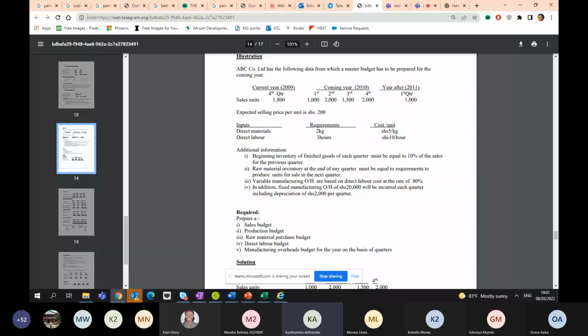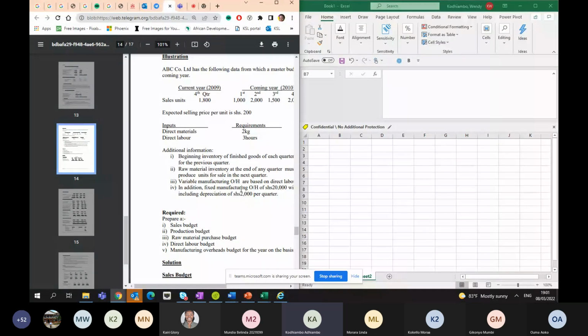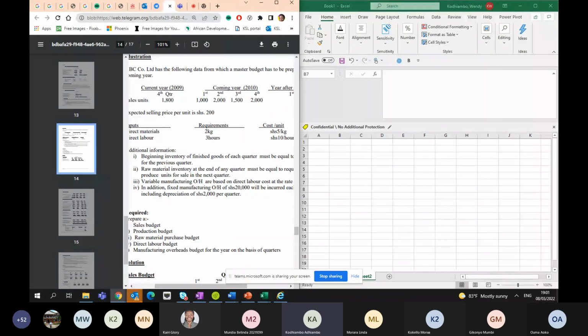where's that information? Beginning inventory of finished goods of each quarter must be equal to the 10% of the sales of the previous quarter. Now, if we look at this, if you're told beginning inventory for each quarter, then that would be your desired. I hope that makes sense.